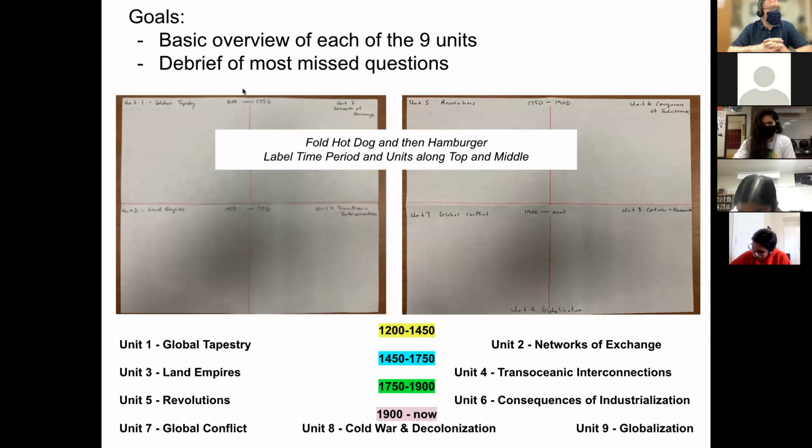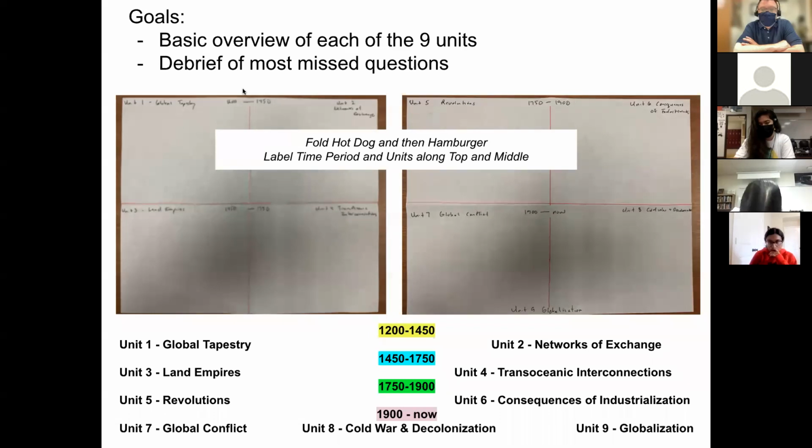And then below the hot dog fold on the first page, on the left, you have unit 3, Land Empires. In the middle, you have the time period 1450 to 1750. And in the middle right, you have unit 4, Transoceanic Interconnections. Lots of syllables in those 2 words.